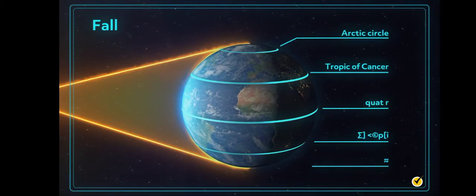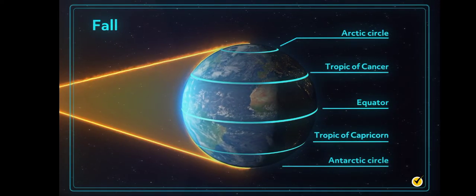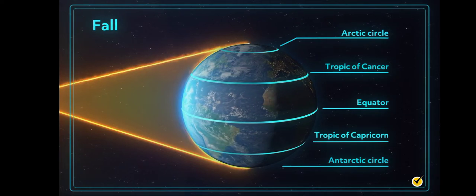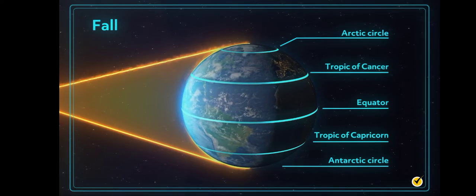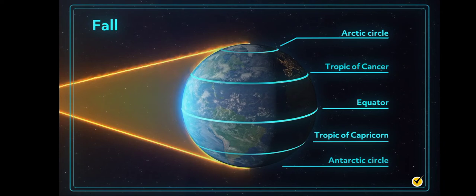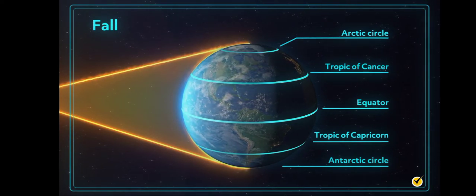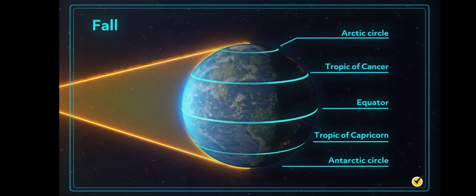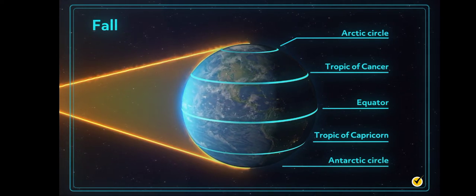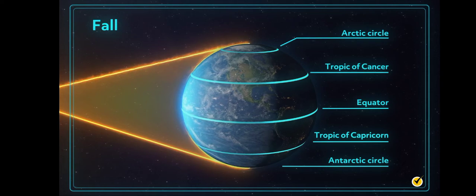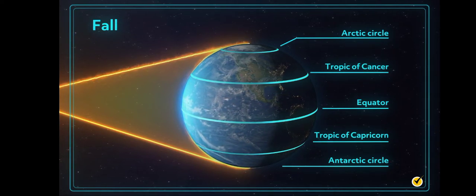Now let's talk about fall. Looks the same as the vernal equinox, right? That's because this is the autumnal equinox. Again, the Earth is neither tilted toward nor away from the sun, but more on its side, so all areas of the globe receive equal amounts of daylight and darkness. Once again, the equator receives the most direct, concentrated sunlight.